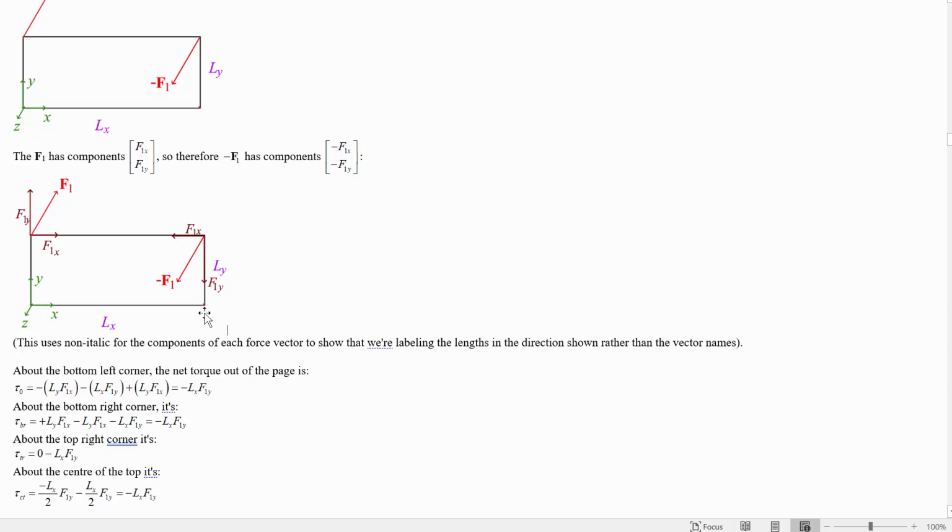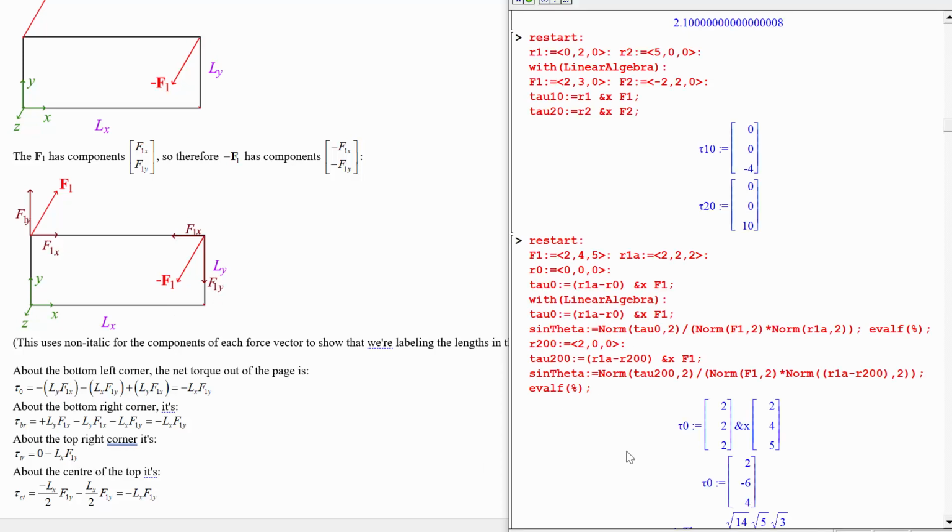If we take it about this point instead, then again the x components cancel for the torque, but the y component, now this y component doesn't matter, and we've got this distance times F1y again into the page. So we end up with -Lx F1y regardless of which point you take this about. We can try this out with Maple too.